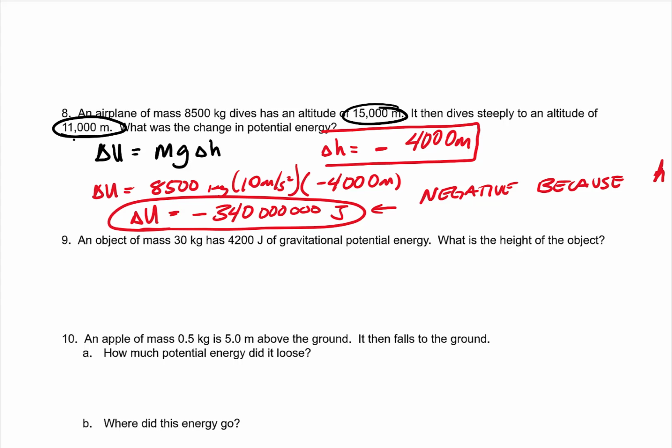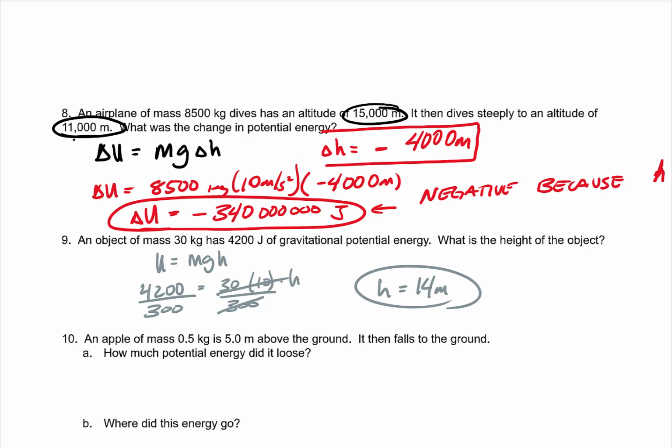So this object of 30 kilograms has 4,200 joules of gravitational potential energy. What's the height of the object? Well, that potential energy is mgh, so 4,200 is equal to 30 kilograms times 10 times the height. So we'll just divide by 300. And that tells me my height is equal to 14 meters. You're going to need to know how to do things like that. You're going to need to know how to do things like number 8 too.